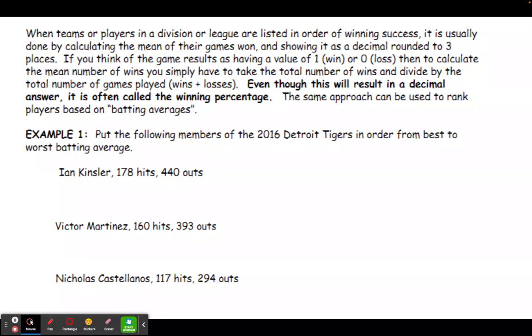So in example number one, we're going to be ranking some members of the Detroit Tigers baseball team from 2016 in order from best to worst batting average. We've got three players listed here. For each of these players, we are given the number of hits and the number of outs they have. And we learned in the last lesson that to calculate a batting average, we need the number of hits divided by the total number of at-bats. So what we're going to have to do for each of these players is start by calculating their at-bats, and we can do that by adding hits and outs together.